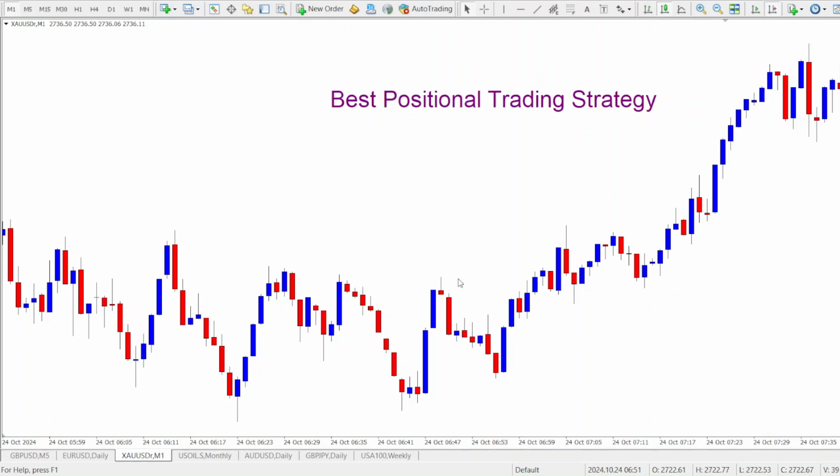Once you have looked for those that have a strong historical performance, pay attention to fundamental factors like economic indicators, geopolitical events, and market sentiment. These factors can greatly influence your trading decisions.